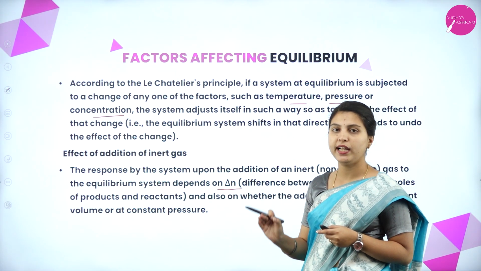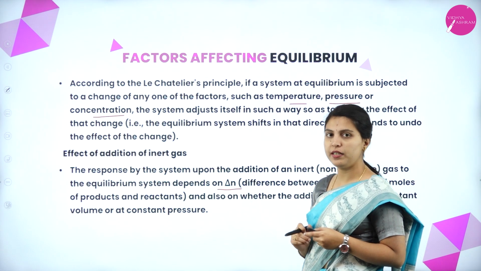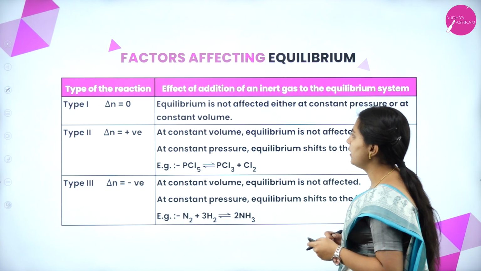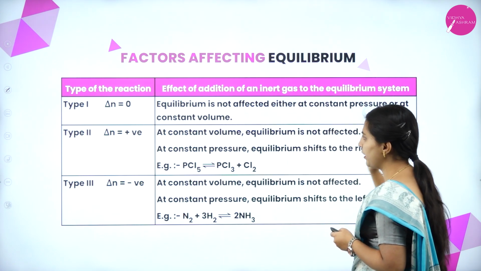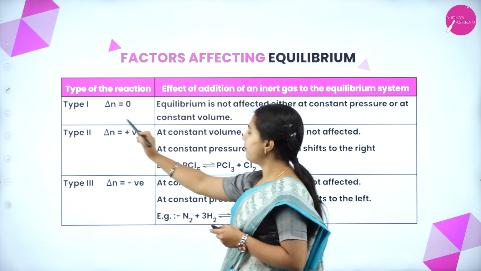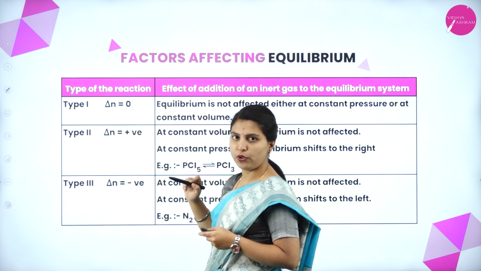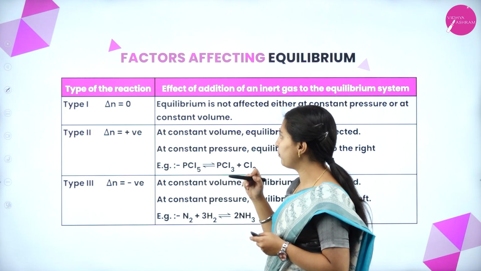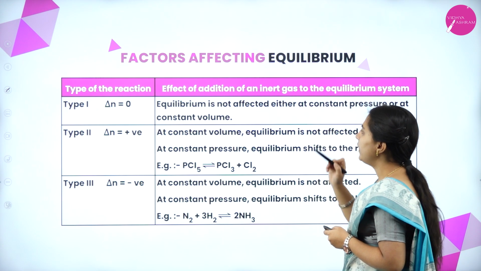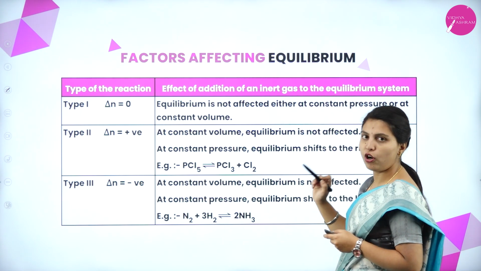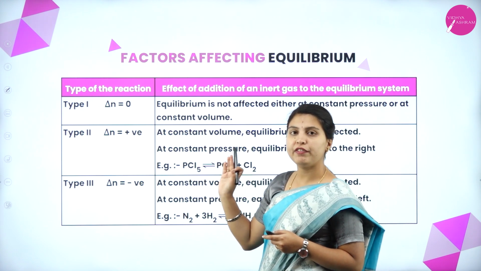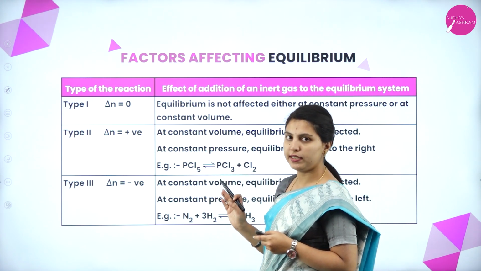When will it be added? At constant volume or constant pressure. See here, the type of the reaction. This is the effect of addition of inert gas to the equilibrium system. In the type 1 reaction, delta N equal to 0, means the difference between the moles will be 0. Equilibrium is not affected either at constant pressure or at constant volume. Here equilibrium is not at all disturbed.